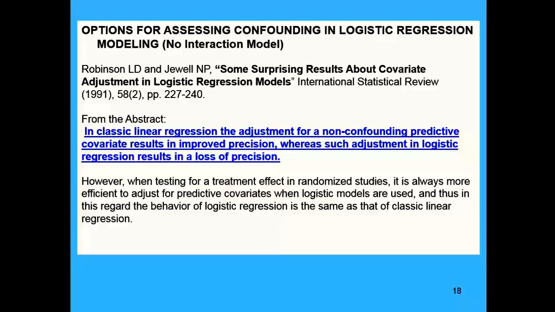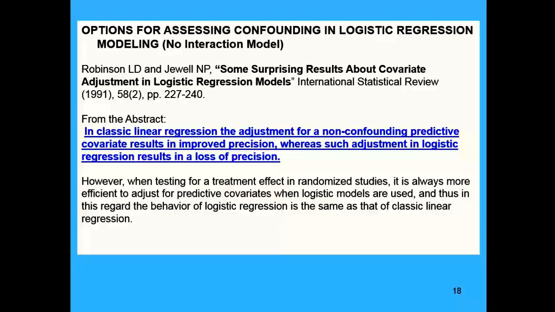You got a variable like age. It's not a confounder, but it's a very strong predictor of the outcome. What do you think it might mean to put age in the model? Well, maybe even though you don't need it to control for confounding, it helps what? That's the other thing we're talking about. It helps precision. You put age in the model, you get a tighter confidence interval around whatever odds ratio or whatever regression coefficient you're talking about.